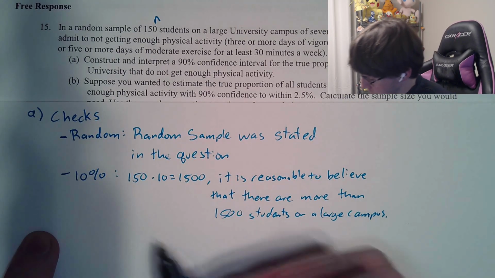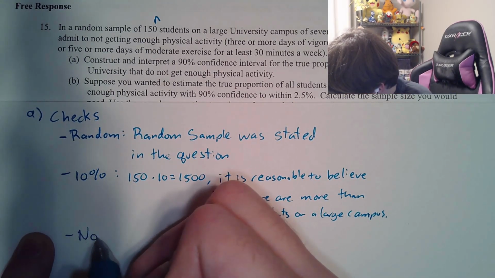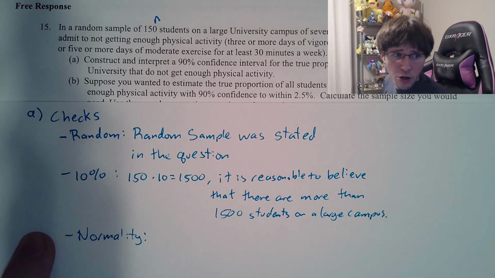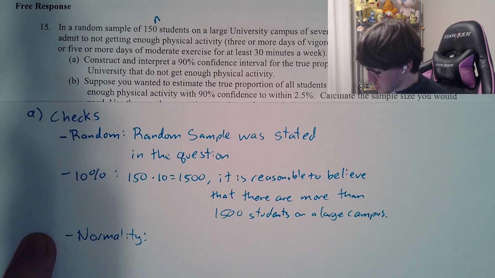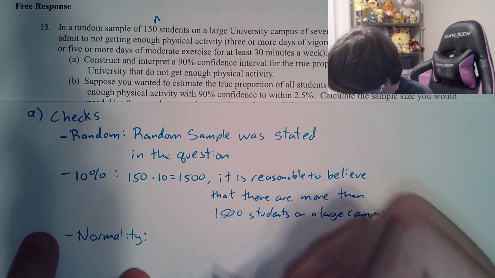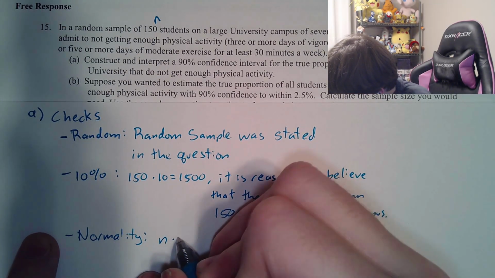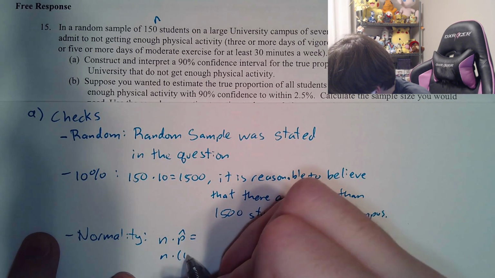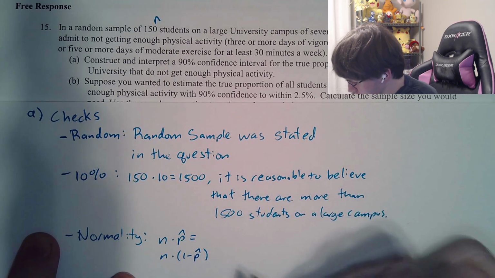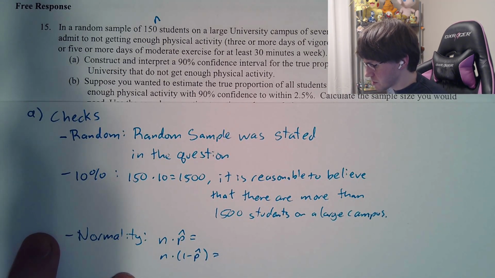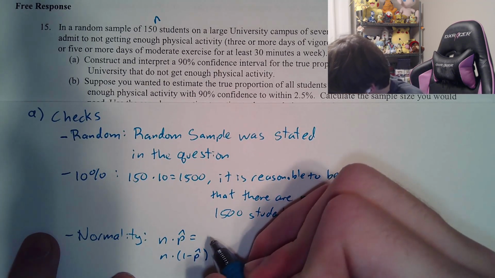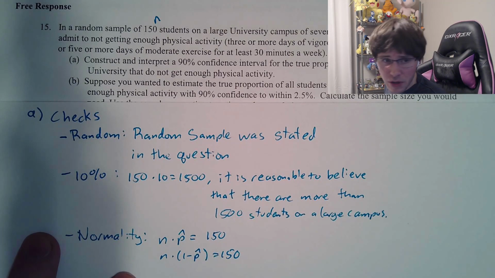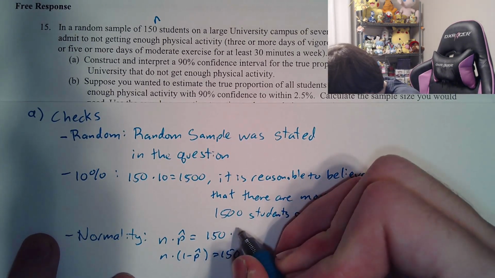All right. The very last one, our normality. The normality check on this one is very, very straightforward because we're in a proportion situation. We are checking n times p hat. We need to figure out what that is. And we also need to figure out n times 1 minus p hat. For both of these, it's going to be very, very straightforward. Our n for both of them is 150. We already wrote that down. And our p hat, we've already written that down too, 90 over 150.